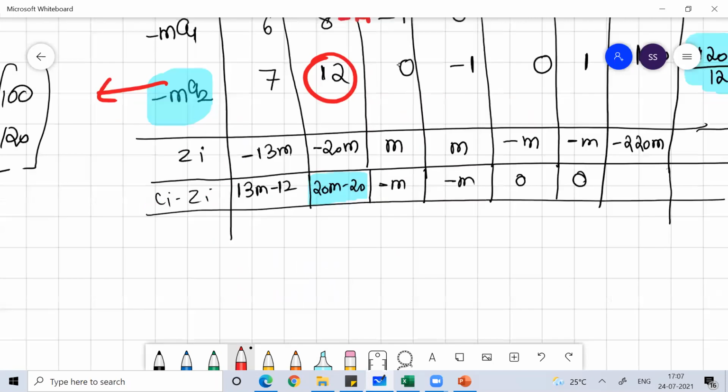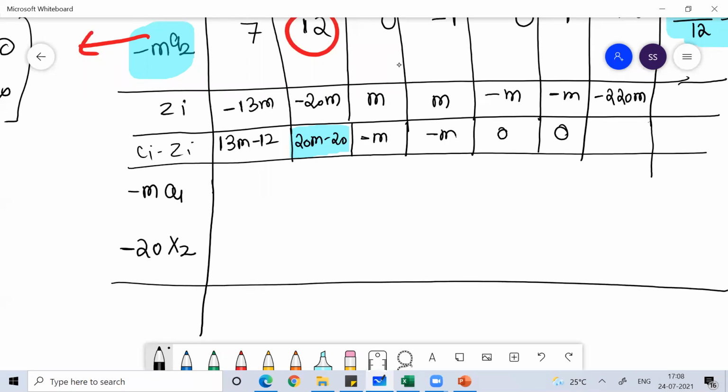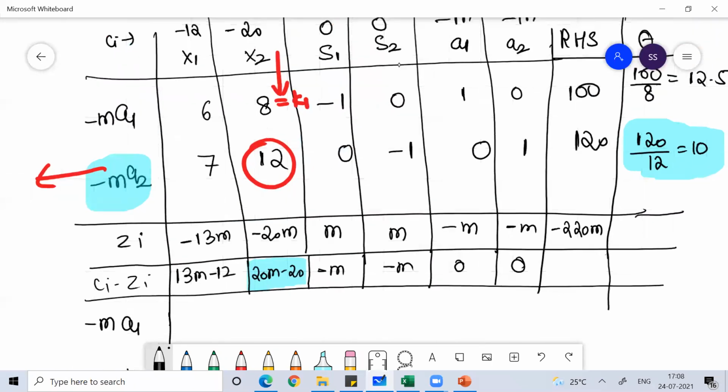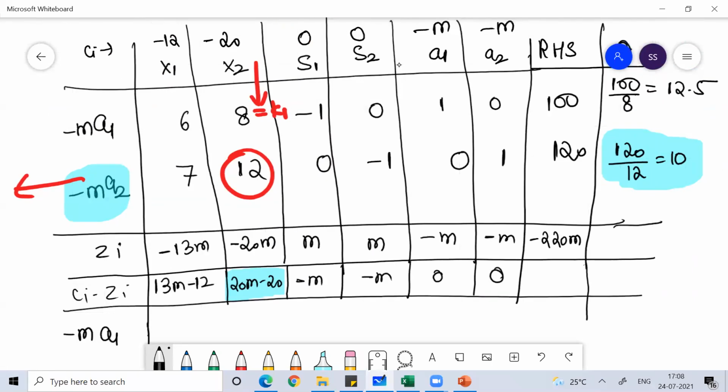So guys, you understand, no? This means x2 is going to replace A2. x2 will replace A2 here.